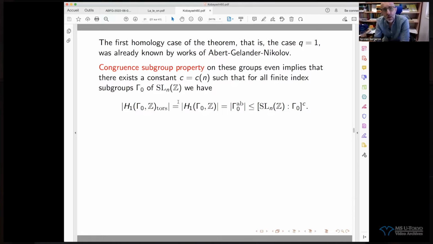In fact, if you use the congruence subgroup property, you can even get a very strong bound on the torsion homology. The torsion homology is at most polynomial in the index. So it's not trivial in general, but it's very far from being exponential in the index. The proof only works for degree 1 because it uses the congruence subgroup property, and at least I don't know how to push this kind of method to work on higher degree homology.